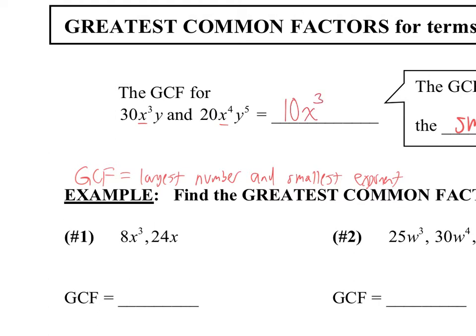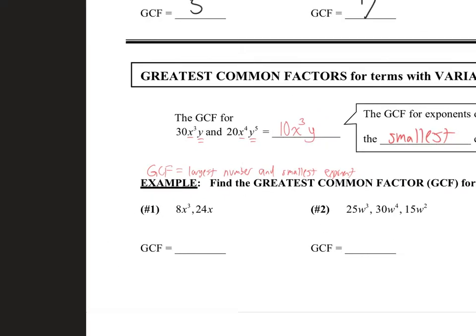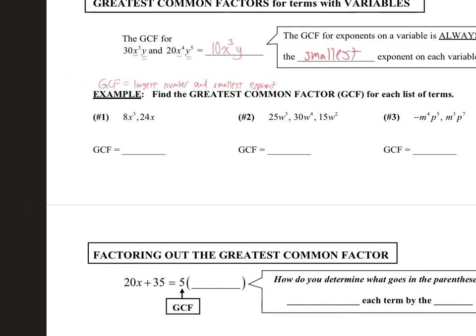And then we have y to the first and we have y to the fifth. Which exponent is smaller? Y to the first. So we're going to get 10 x to the third y. Because that's the biggest number that goes into 20 and 30, and the smallest exponent between x to the third, x to the fourth, and y to the fifth. All right, see if you can do 1, 2, and 3 on your own. Give it a try.